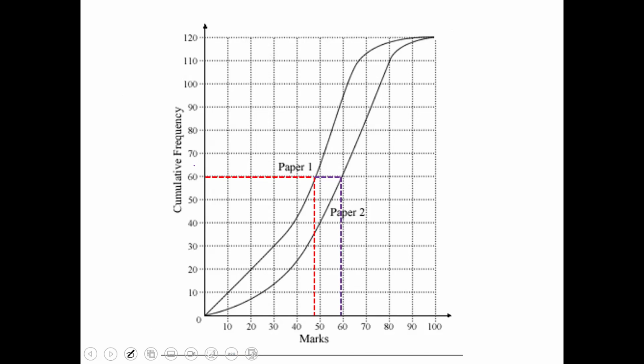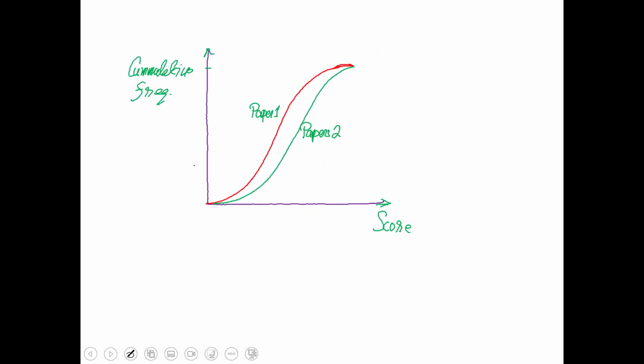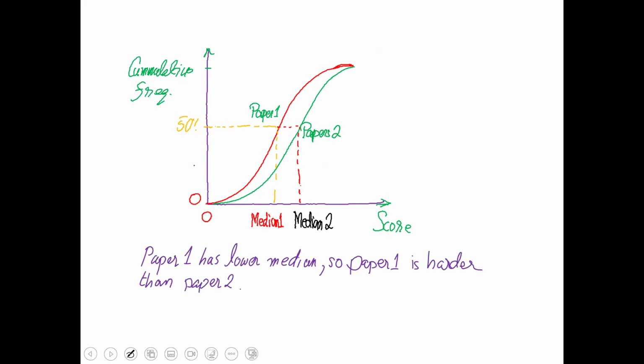Remember, median is an average. Now here we read for paper 1 and we read for paper 2. We notice that median has a lower value for paper 1. It means paper 1 was difficult. Many people could not perform well, and that's why the average marks are less.